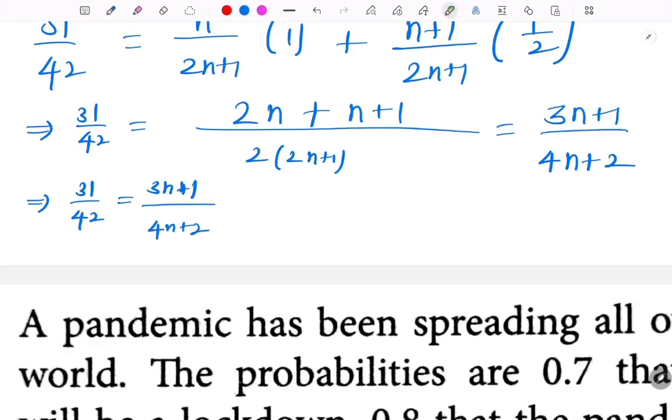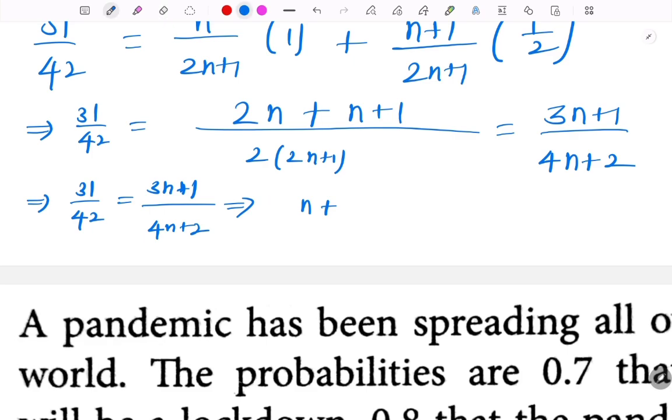Now cross multiply, then solve this one. That implies 31 into 4n plus 2 equals 42 into 3n plus 1. It means 31 into 4 is 124, n plus 31 times 2. It means 31 times 4, wait, that was wrong, right?